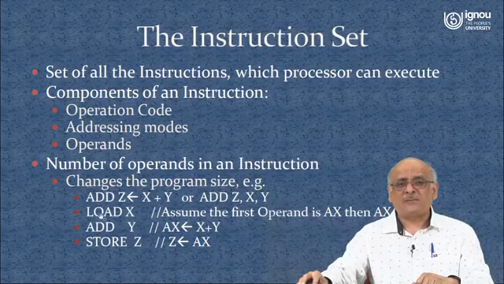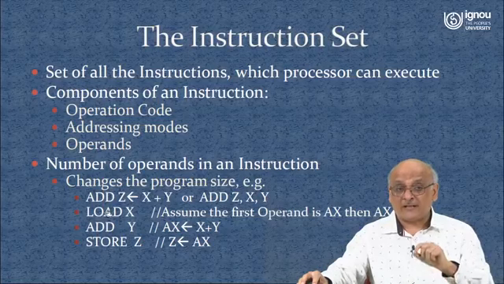Then how will the program be written for this particular machine? Same program: Z gets X plus Y, right? How are we going to perform it? The program is to be written like this now.